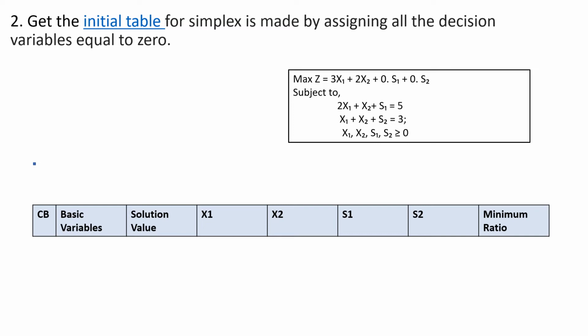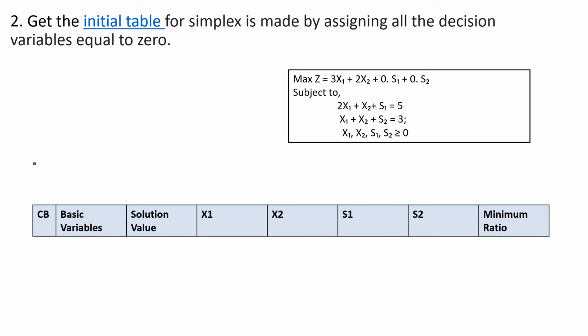In this first table, my basic variables, as I mentioned, are S1 and S2. So what is the coefficient of the basic variables S1 and S2 in the objective function? Yes, it's 0 and 0. So CB will be 0 and 0 for the basic variables S1 and S2.